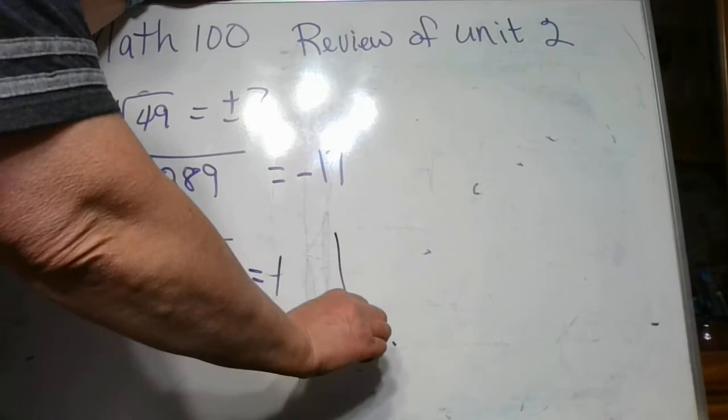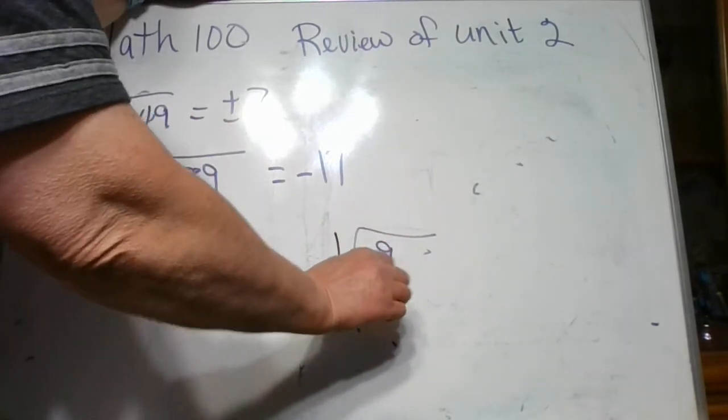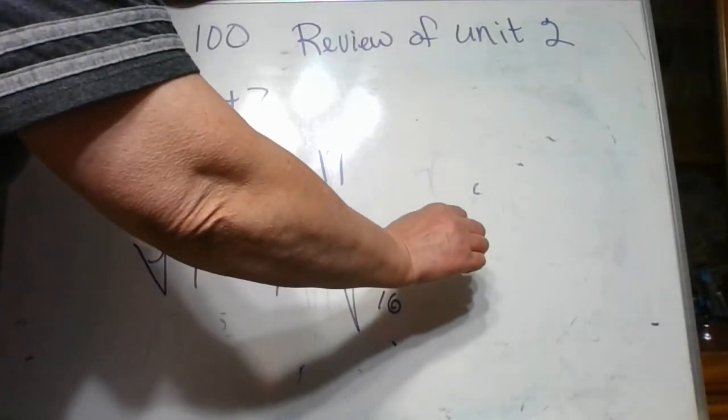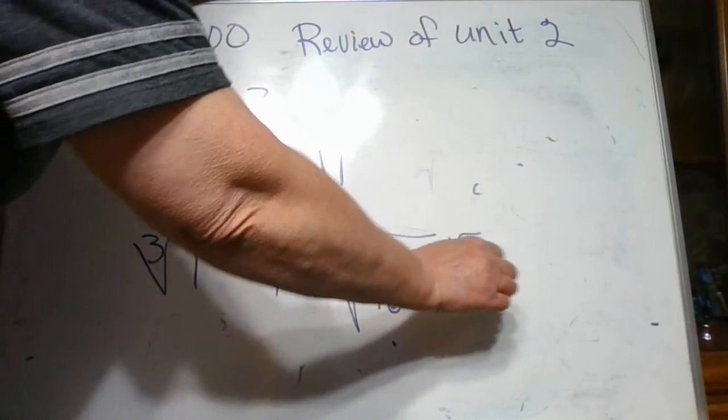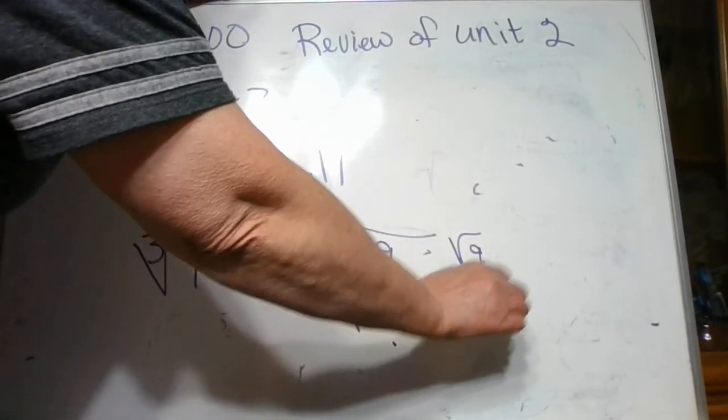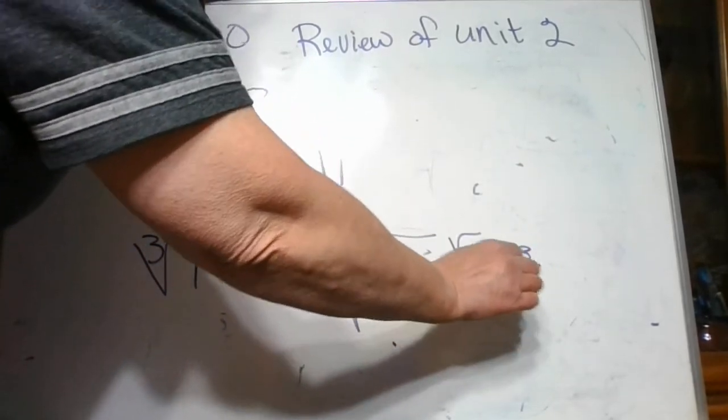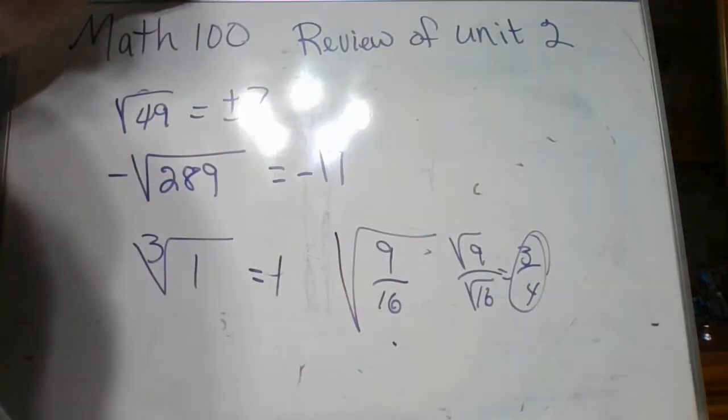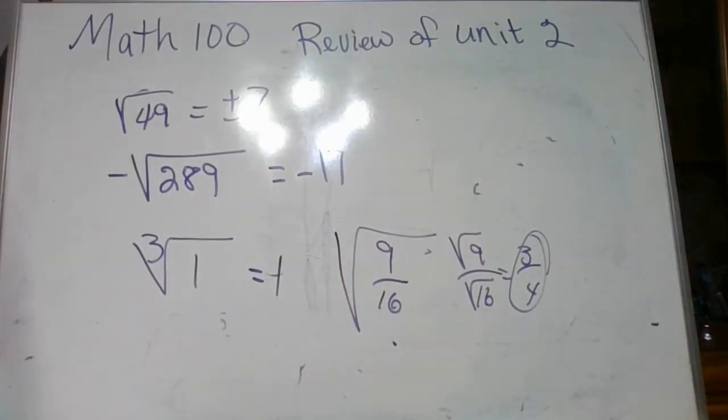Okay, and another thing, if you have the square root of 9 over 16, you can separate those out. It's going to be the square root of 9 over the square root of 16, which is going to be 3 over 4. Okay, let you think about that for just a minute.